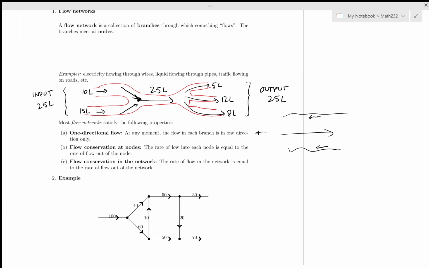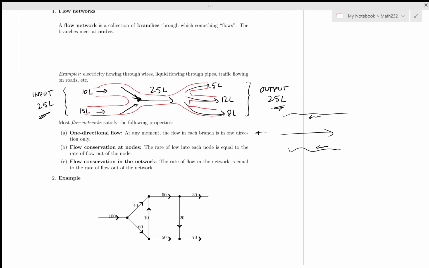And we also expect flow conservation in the network. That's this here. We've got an input amount of flow in, and we expect the same amount out. We're not losing anything. You could have a more sophisticated model, maybe an electricity model where you're losing some of your energy as heat in the circuit. That could happen, but in the simplistic model, these are our flow network properties to be satisfied.